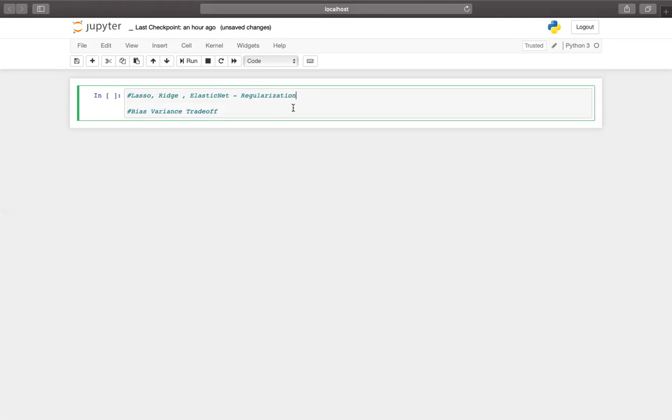Okay. Before we actually go to linear regression, it's very important to understand what is bias and variance trade-off. You will see this in the next session.